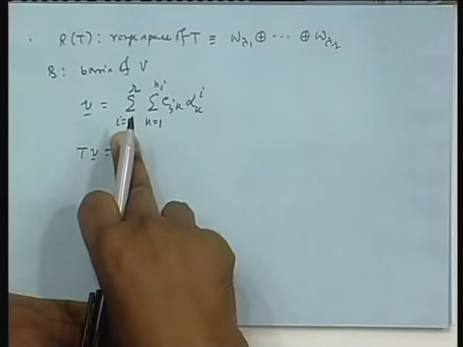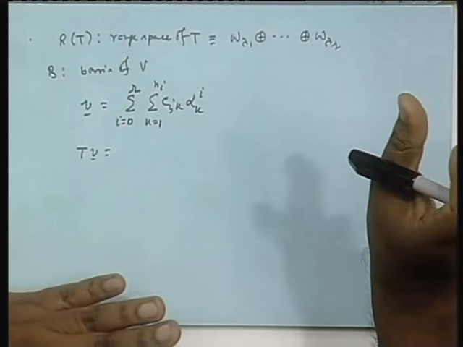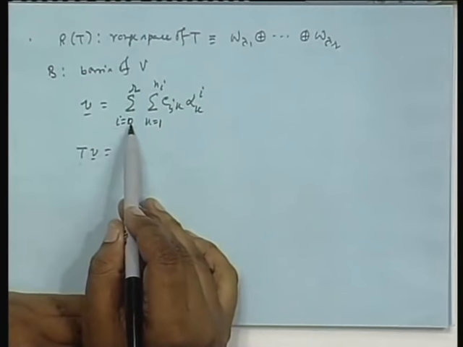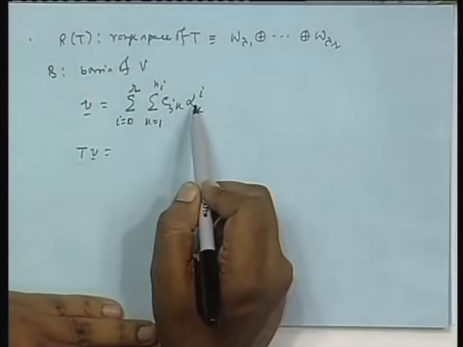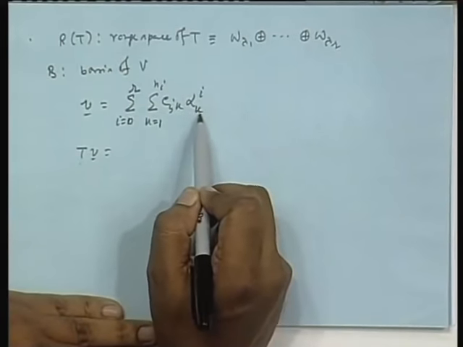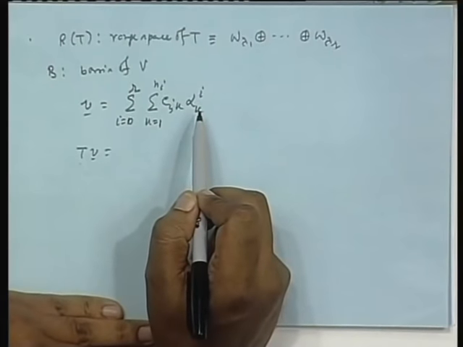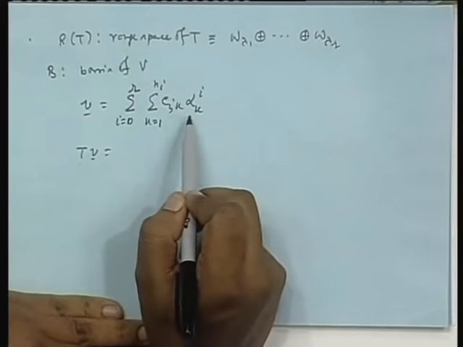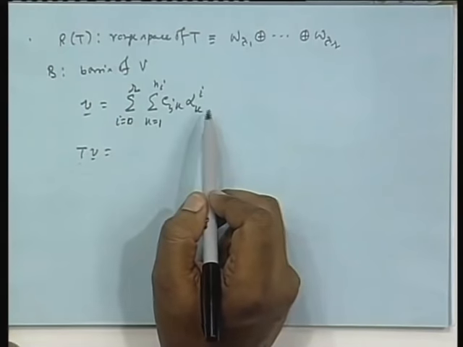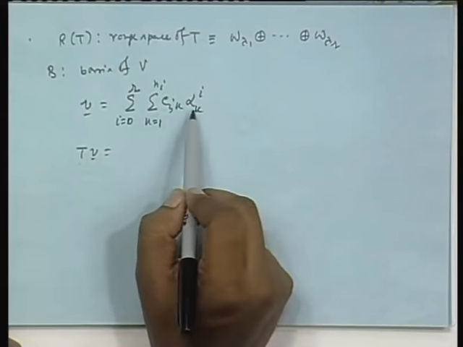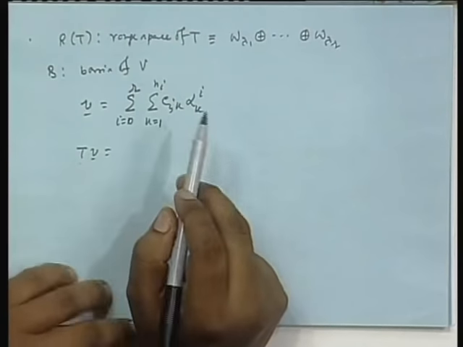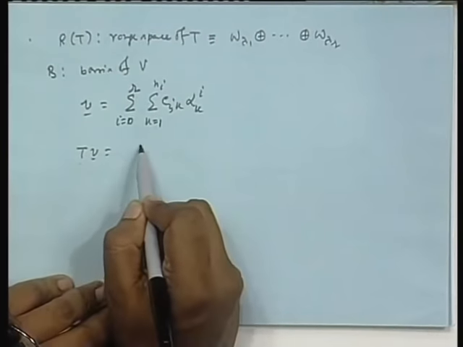That is why I am starting I equal to 0 going up to r. Now, when T works on this, first consider the I equal to 0 case. For I equal to 0, I have the vectors alpha 0 1, alpha 0 2, up to alpha 0 n 0. They all belong to the null space, or they all have 0 eigenvalue associated. That means when T works on them, they get multiplied by the scalar 0 and become 0. So they do not contribute anything.